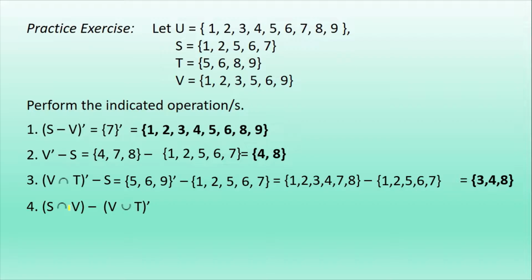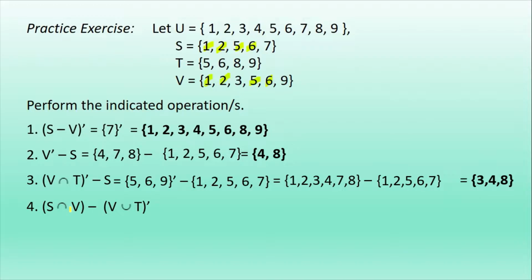As you notice here, we have two groups. First is to perform this group, the intersection of S and V, before getting to this union of V and T prime. Okay, so the intersection of S and V. When we say intersection, again, I'm repeating myself, we take all the elements common to these two sets, S and V. So the common to them are 1, 2, we have also 5, we have also 6, and there's no more.